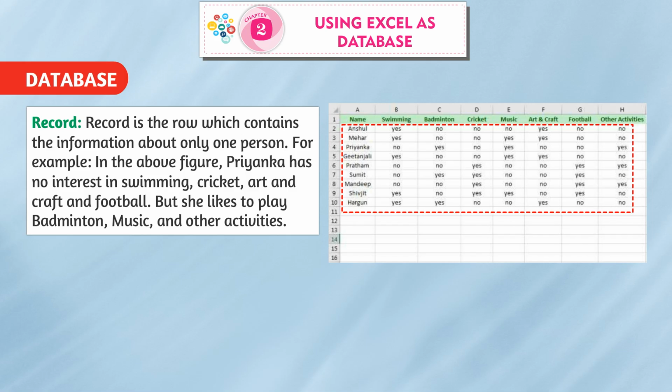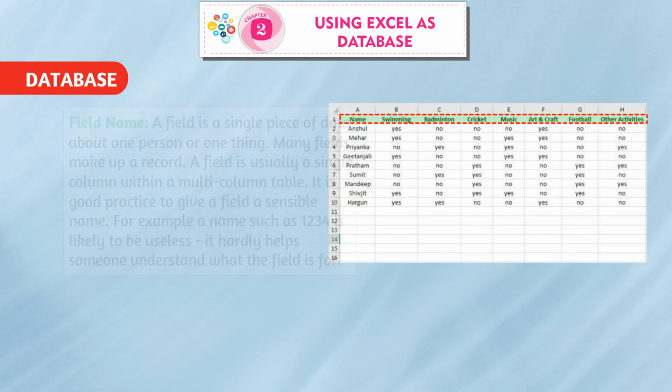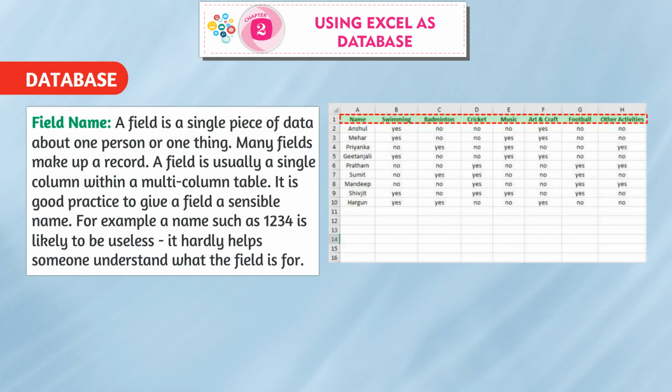Record is the row which contains the information about only one person. For example, in the above figure, Priyanka has no interest in swimming, cricket, art and craft and football, but she likes to play badminton, music and other activities. Field name. A field is a single piece of data about one person or one thing. Many fields make up a record. A field is usually a single column within a multi-column table.